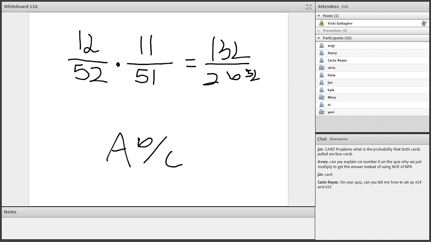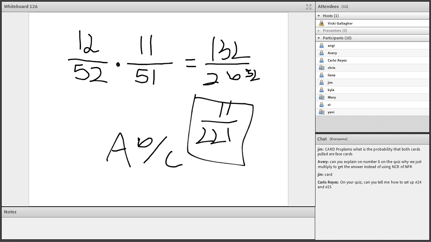And it turns out that simplifies into 11 over 221. And so that would be your final answer, 11 over 221. Okay, that's assuming that that one was without replacement. If it was with replacement, you would basically just do the same fraction twice. You would do 12 over 52, and then you would multiply that by 12 over 52 again.